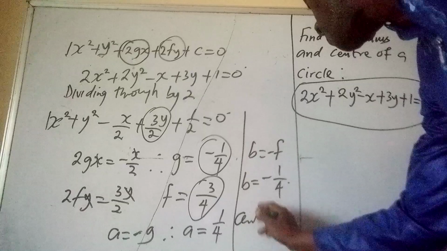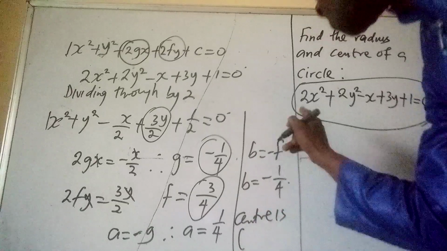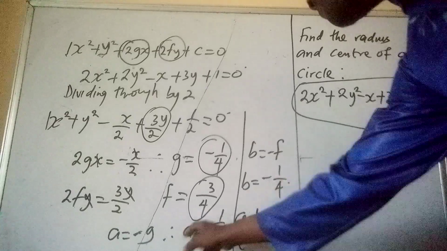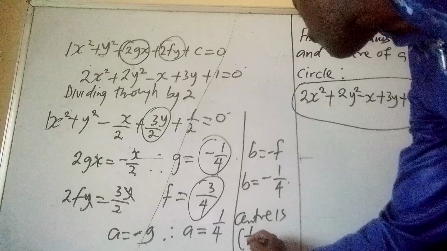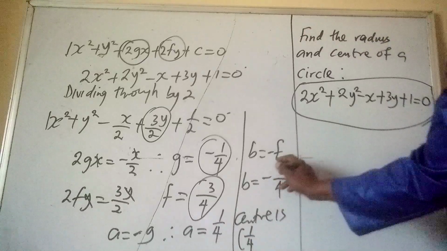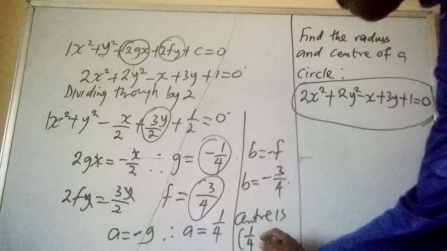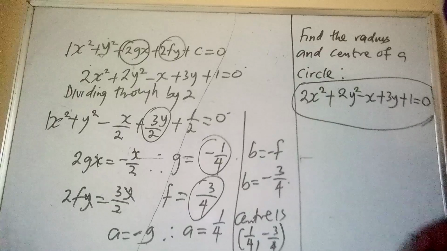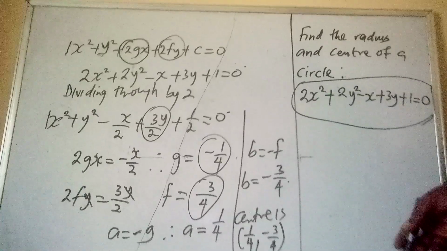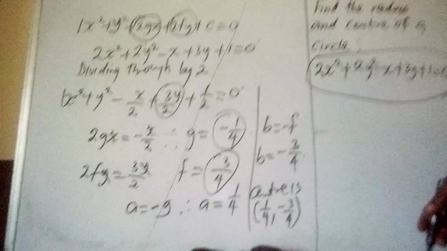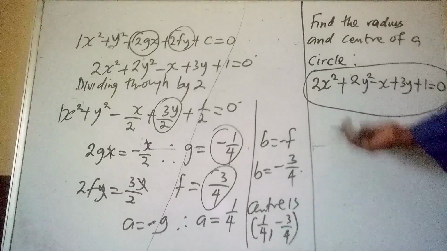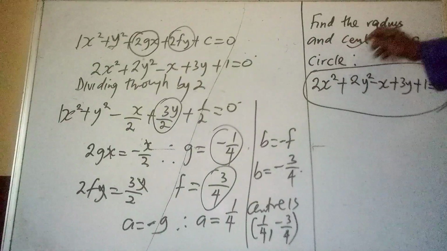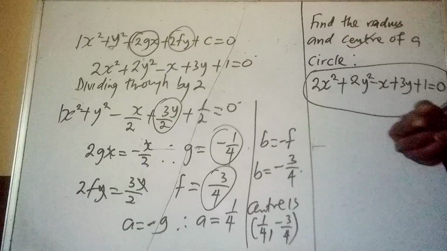So the center is a comma b. Do not forget, a comma b. That will be 1 over 4 comma minus 3 over 4. So you have been able to find the center. All right, we have answered this part. We now want to find the radius. How do we do that? It's very simple.